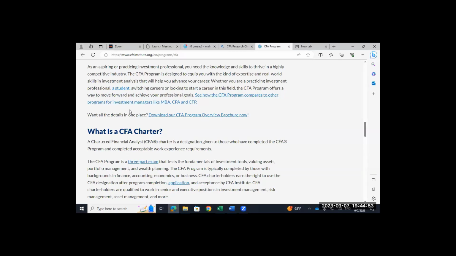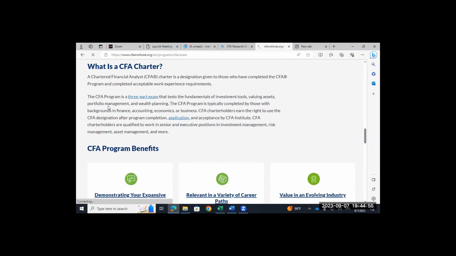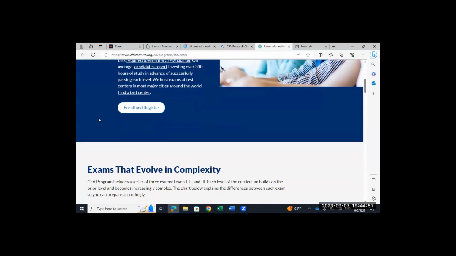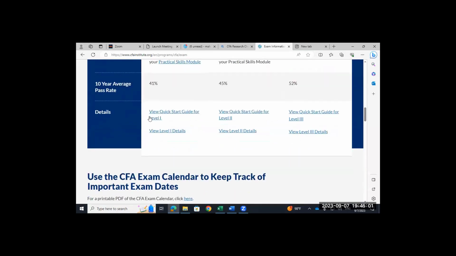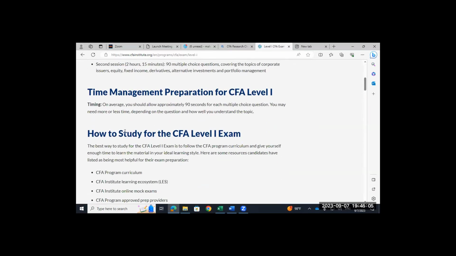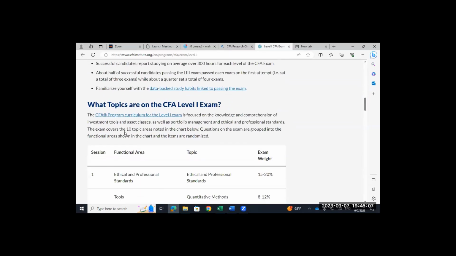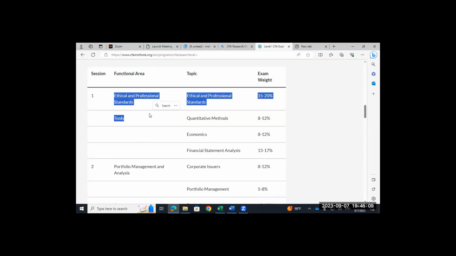So I'm trying to find the level. So here's Level 1, quick start guide, view Level 1 details. So the ethics that you haven't had before, you just have to read that part. Part 1, it's not too bad.